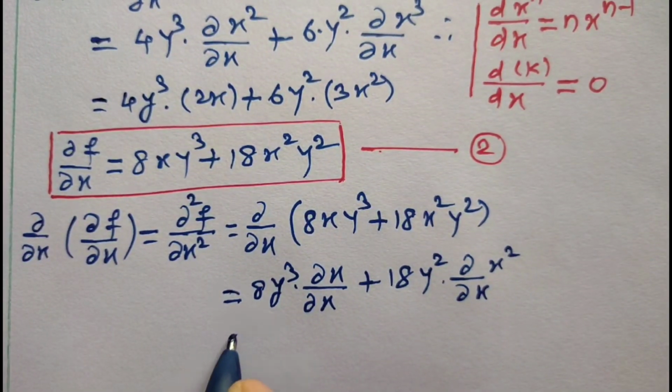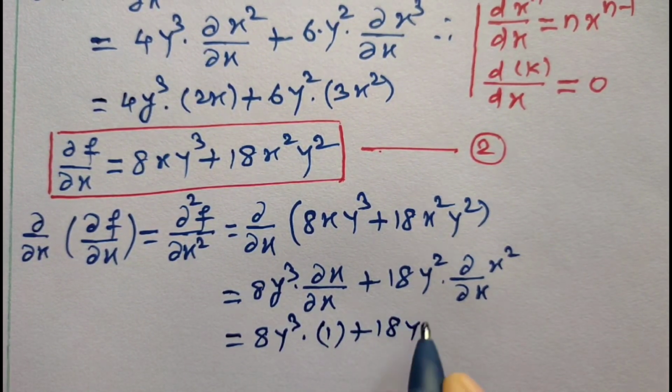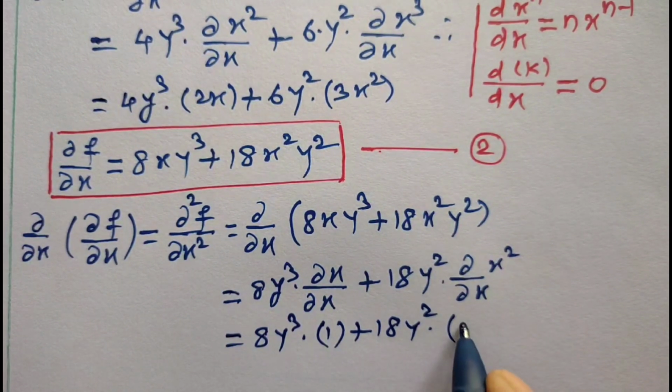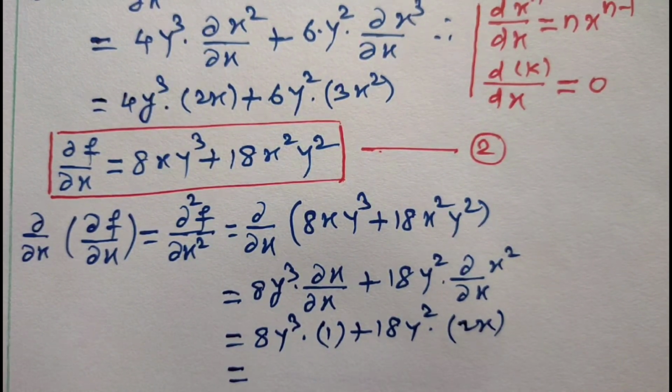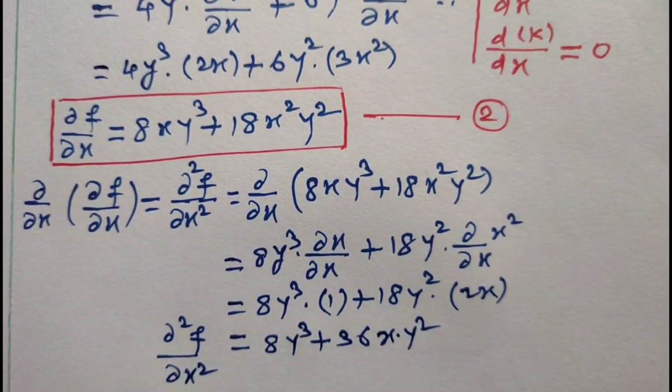Simplify this. This is equal to 8y cube into derivative of x with respect to x is 1, plus 18y square, derivative of x square with respect to x is 2x. Again simplify this and get ∂²f/∂x² = 8y cube plus 36x y square. This is result number 3.